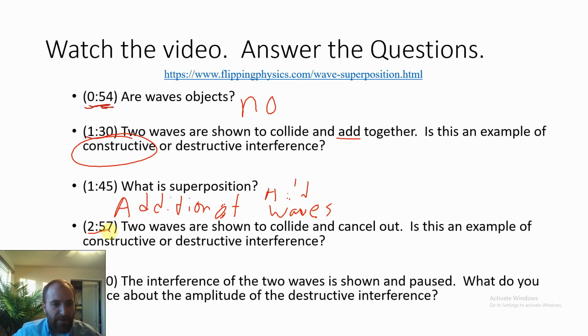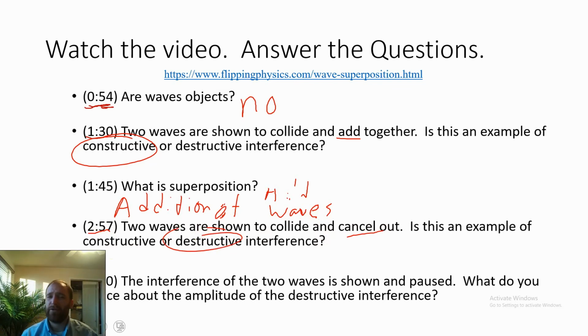At the 2:57 mark, two waves are shown to collide and cancel out. So I had trouble freeze framing it before, but he did a really good job of freezing it right at that moment of destructive interference. This is an example of, I just said it, destructive interference. The two waves combine to cancel each other out.